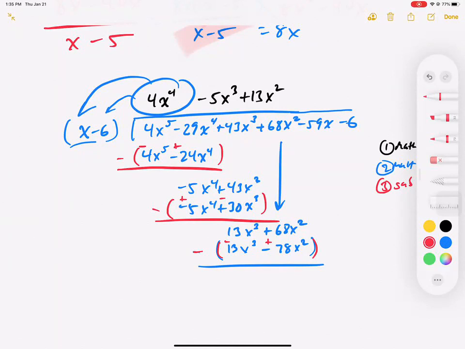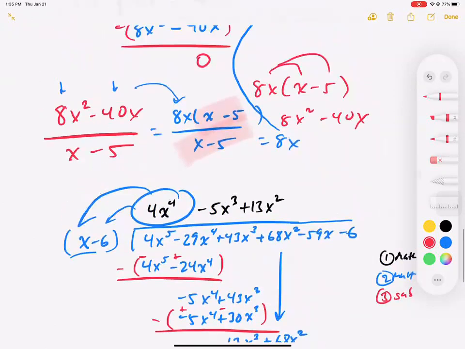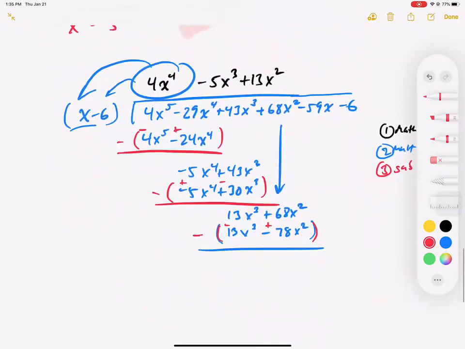Okay, let's see. Did I make a mistake anywhere? I feel like I... Oh, did I copy this problem wrong?